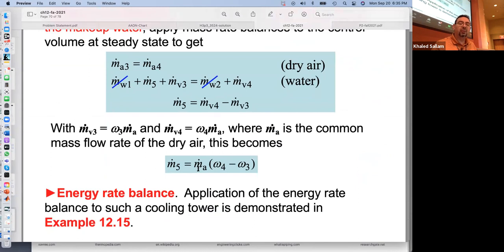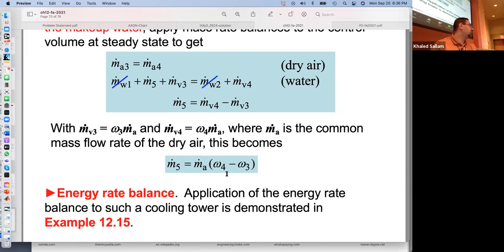M dot 5 is m dot air times the difference in omega of the air. The air gets this much more humid; multiply by m dot air, and you get how much water is being taken in. That's your makeup water to maintain the same m dot water in the cooling cycle. Make sense? So in order to find out how much the makeup water is, you just need omega 4 now, because you know omega 3, that's the limit. We just need omega 4.